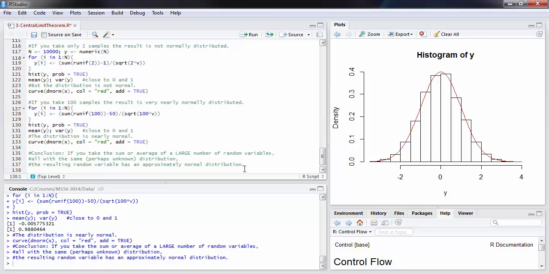And for that reason, in real-world situations where you're getting a random variable that's plausibly the result of summing or averaging a lot of independent random variables, it's a reasonable assumption that the random variable that you've created has an approximately normal distribution. It's that property of the normal distribution that makes it the most important of all probability distributions.